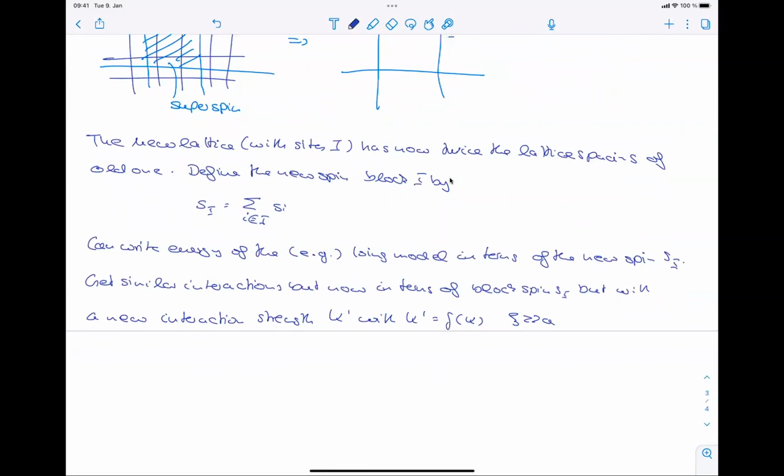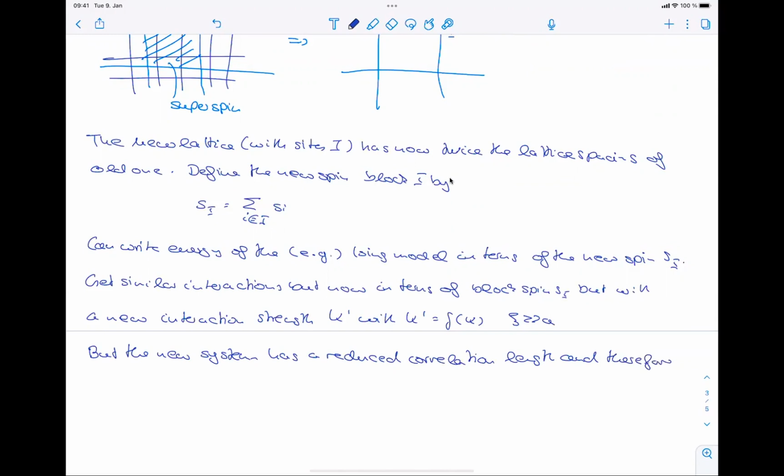But since the lattice spacing became twice as large, this reduces the correlation length, right? The new system has a reduced correlation length. And therefore, imagine that we keep blocking and blocking, putting more and more spins together, we keep on moving further away from criticality.